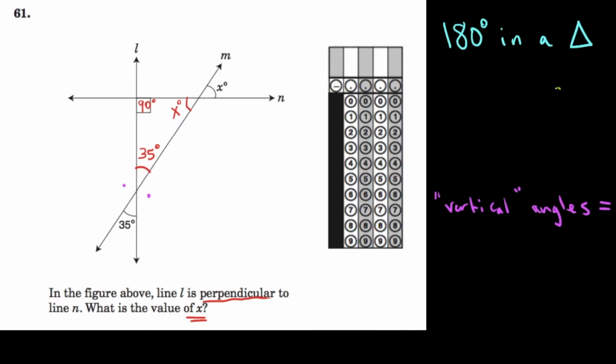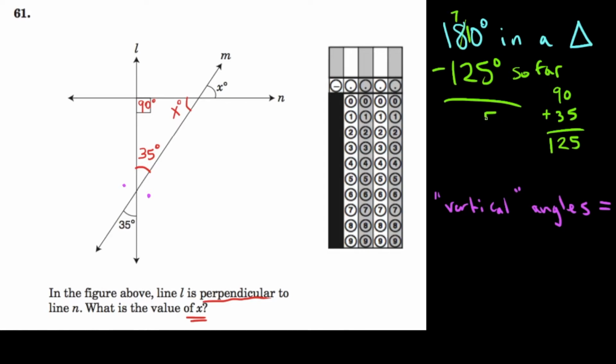How many do we have so far? We've got a 90-degree angle and a 35-degree angle. So that's 125 degrees. That's already accounted for. So 125 degrees so far. Whatever's left over will be the value of x. So let's see. What do we get? Looks like 55 degrees.